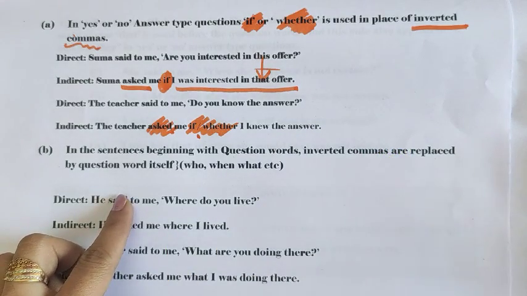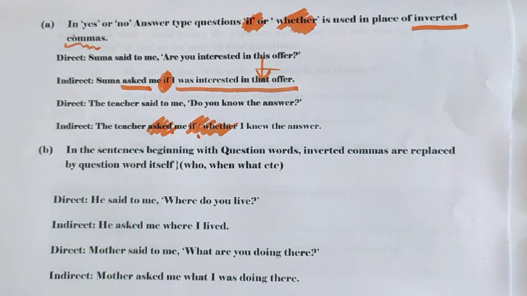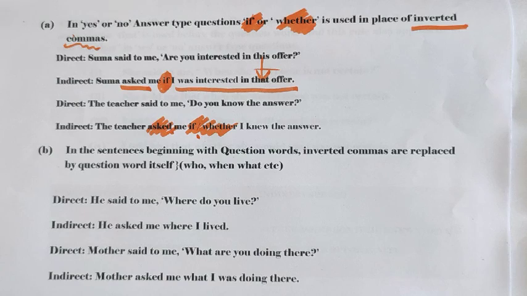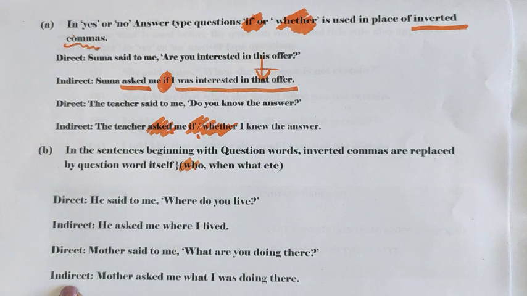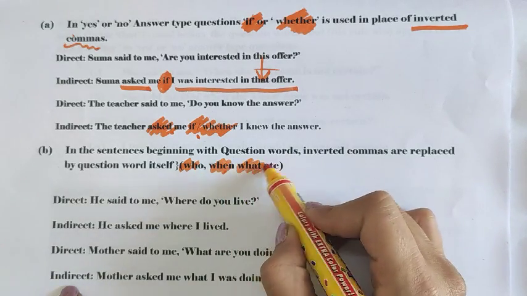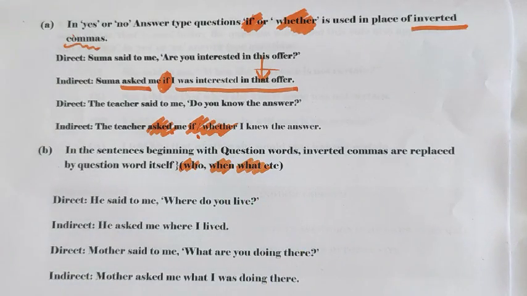WH questions now. In the sentences which are beginning with the question words, inverted commas are replaced by the question word itself. Like if we are encountering who, then we will use who. If it is when, then it would be when. If it is what, then it would be what. No if or whether will be placed instead of inverted commas here.